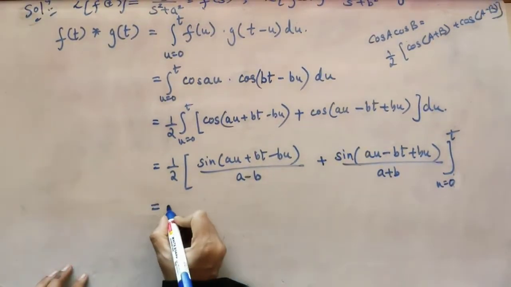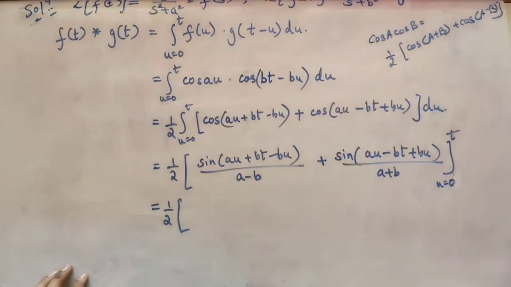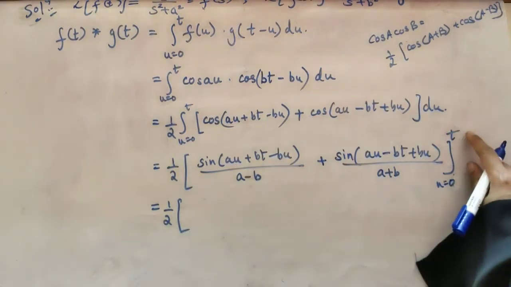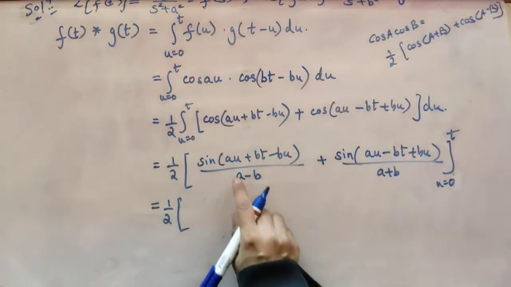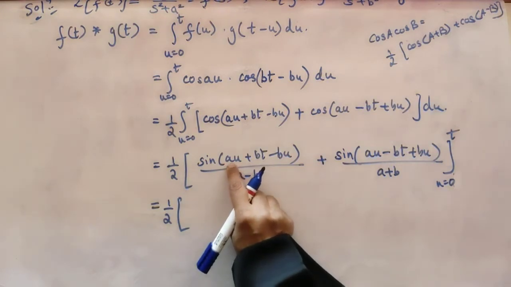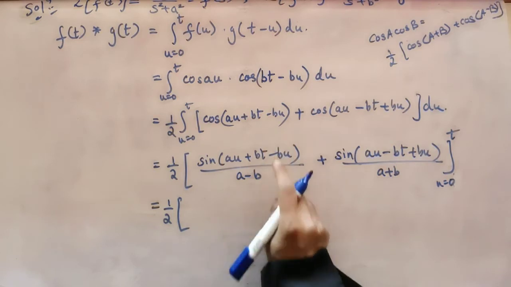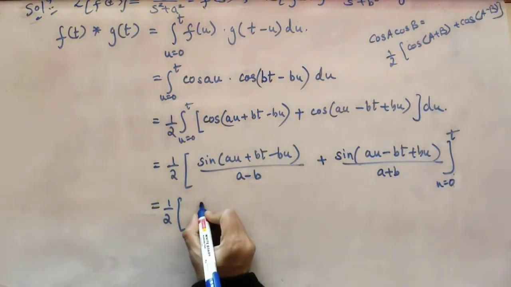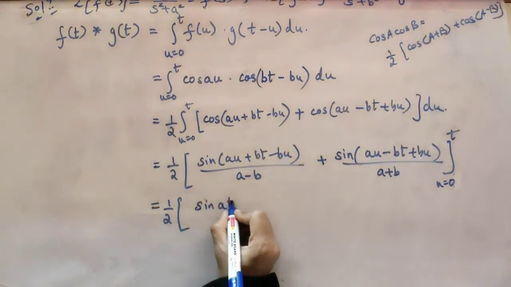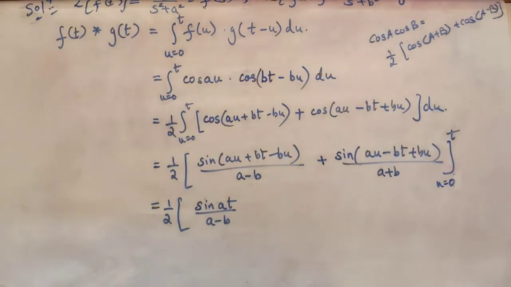Now this is equal to half. Let us put the upper and lower limits. If you put u as t, what will it be? It will be sine of at plus bt minus bt. Plus bt minus bt will get cancelled. Only sine at will be left in the first term. Sine at divided by a minus b you are left with.